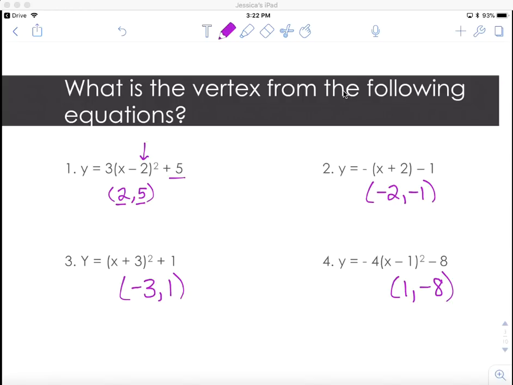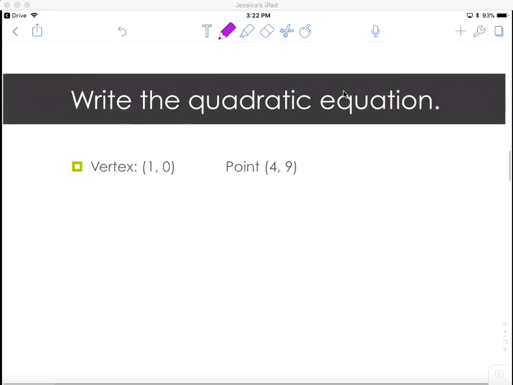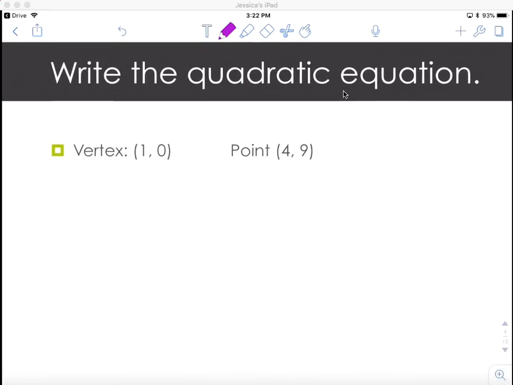Now we're going to use this to come up with the whole equation. So the first one we have is vertex 1, 0, and the point is 4, 9. You're always going to want to start by writing out your vertex form equation. Now, your vertex is always going to stand for h and k. Your point is always going to stand for x and y. What we're solving for here is the a value.